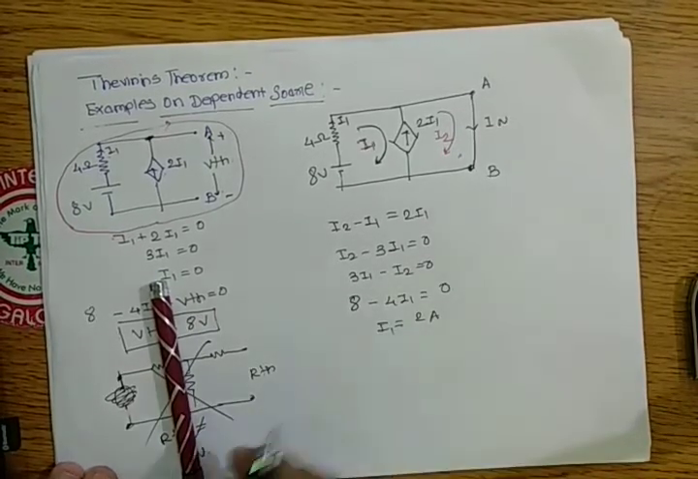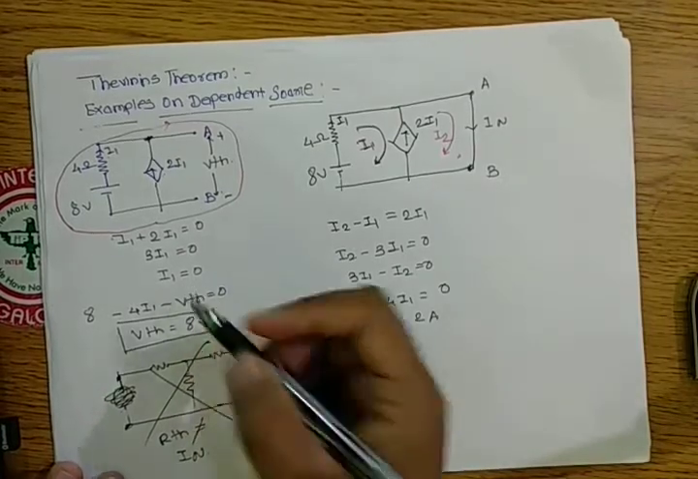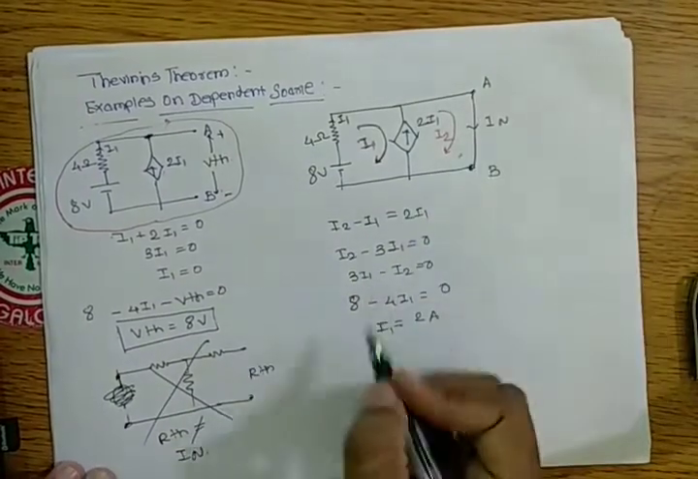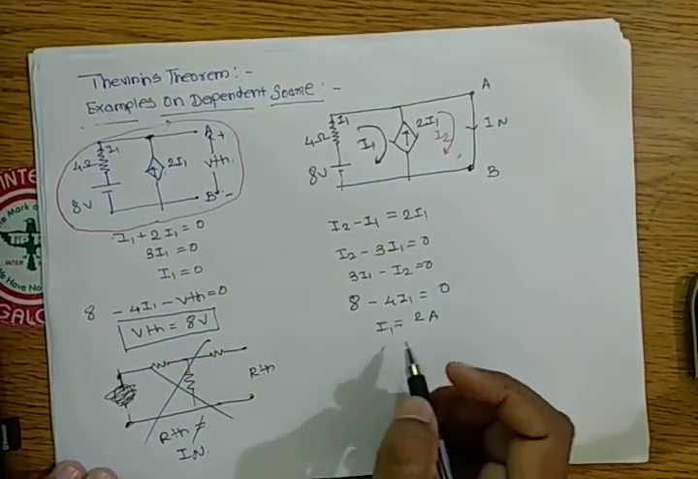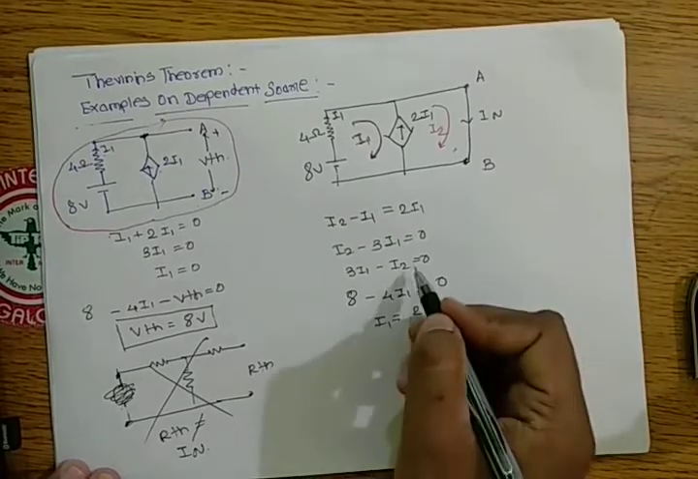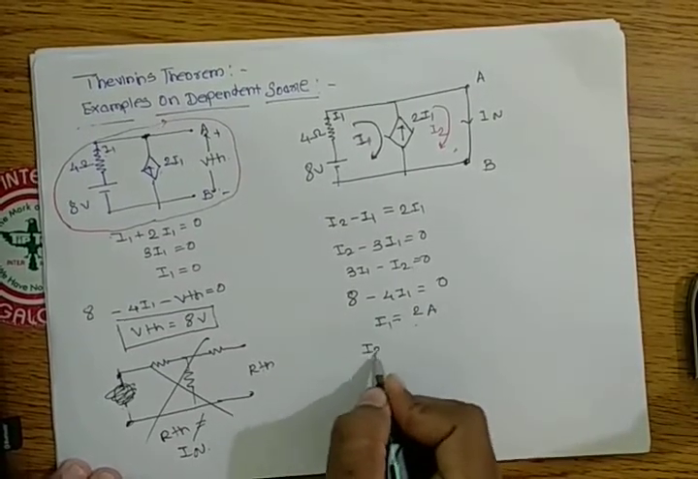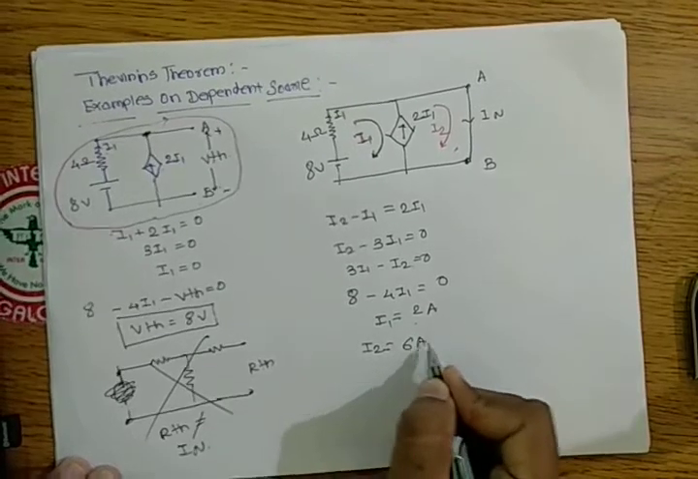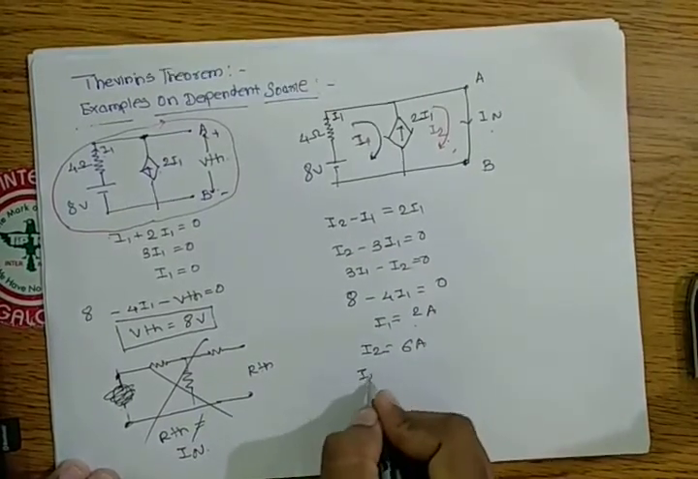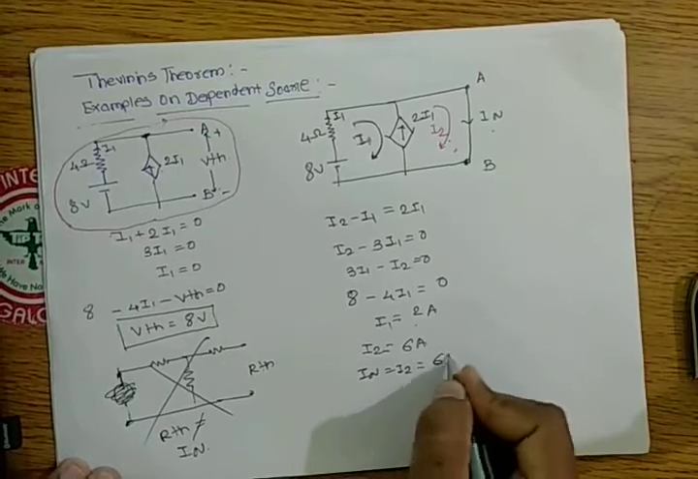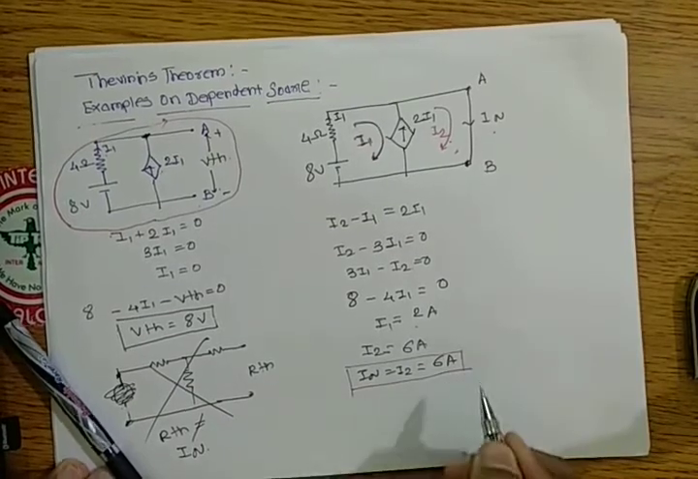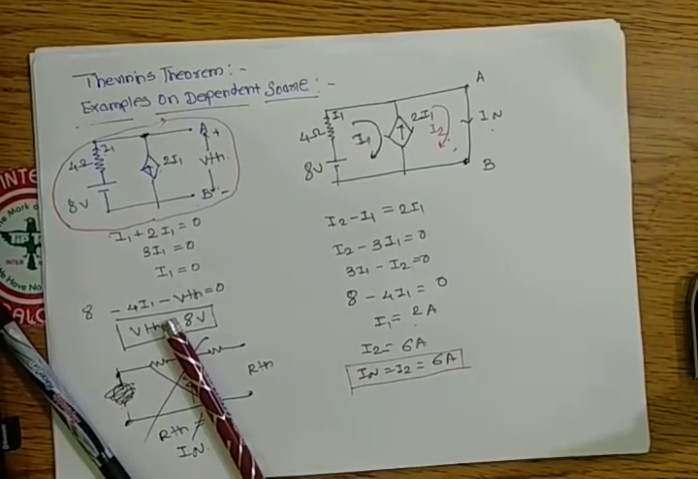Now you can't say that I1 is equal to 0, because that was at the time when VTH was open, but now this is short, that's why you have to calculate this I1. Now I1 is equal to 2 ampere. If you put I1 into this equation, what will happen? So I2 is equal to 6 ampere. Now I2 is equal to IN. So IN is equal to I2, that is 6 ampere. So that is the way you have to calculate this.